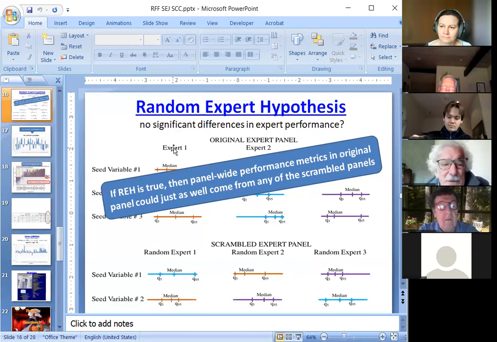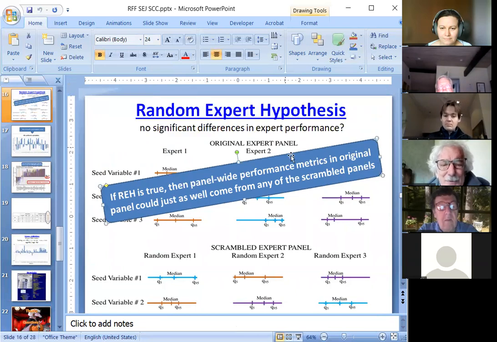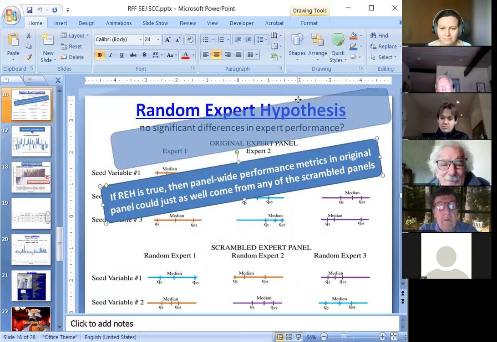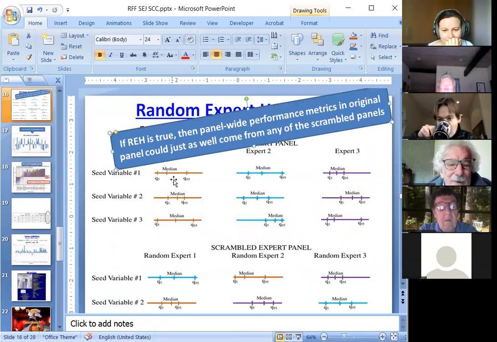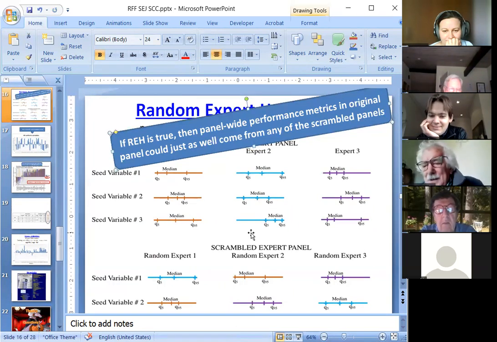We have the original panel. There are 3 experts, and they have assessed 3 seed variables. Just to give the idea, they're different, right? This guy just had a divorce, so he's preoccupied. This guy has a stomach ache, so he's not feeling good. This guy just got a big grant proposal accepted, so he's super confident. That will explain the differences in their behavior, but we can test that.